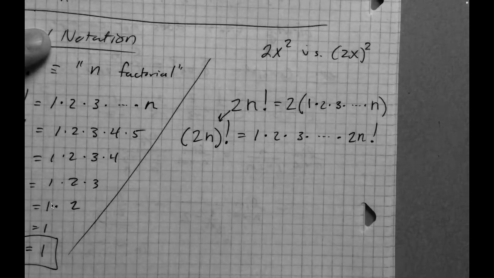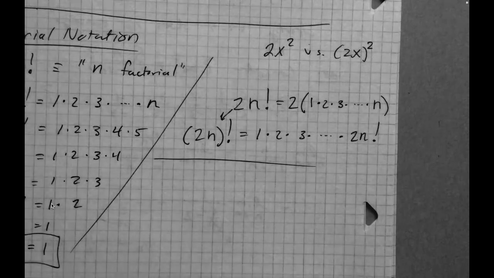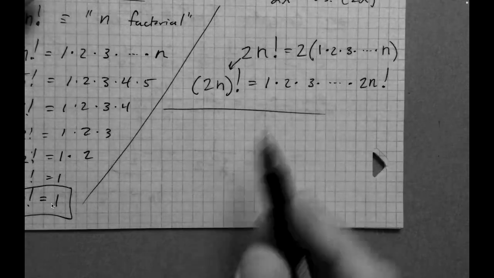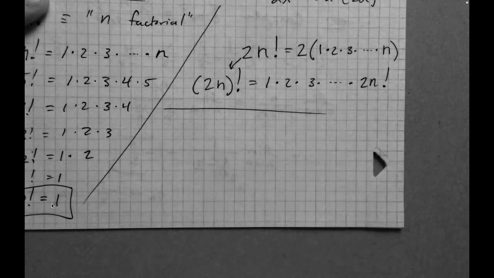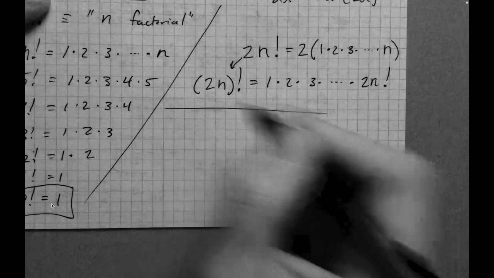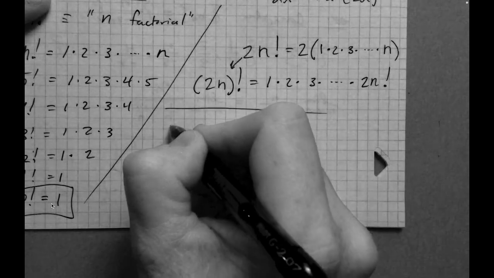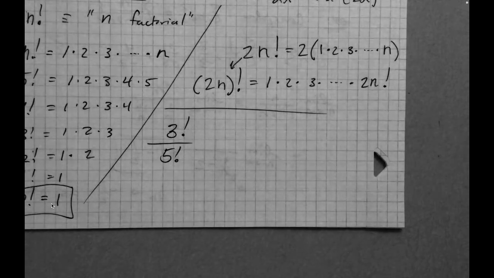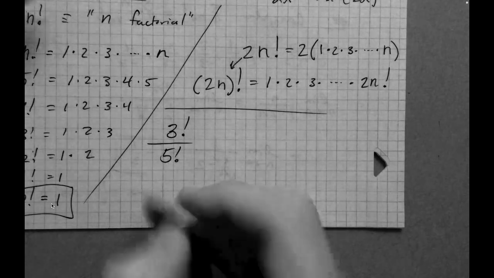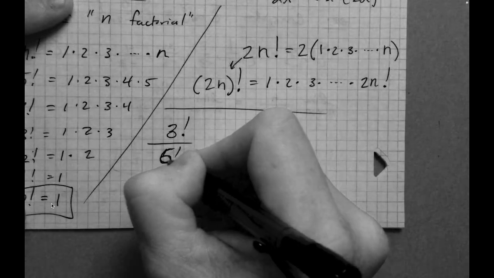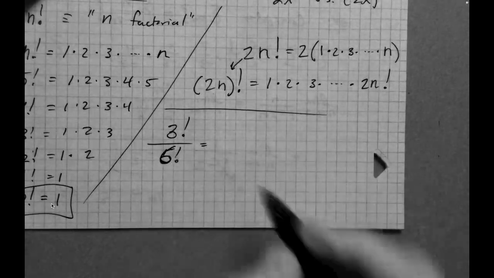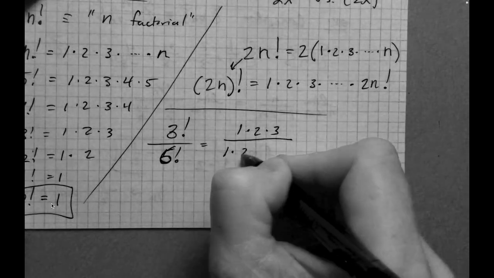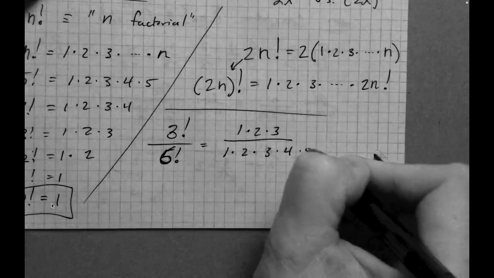Okay. And some of the other stuff that we'll see with factorials, and this is just an aside, but ratios of factorials you have to be a little bit careful of, right? So for example, if I have 3 factorial over 5 factorial, what is that? Well, let's say 3 factorial over 6 factorial. What that literally means is 1 times 2 times 3 over 1 times 2 times 3 times 4 times 5 times 6.